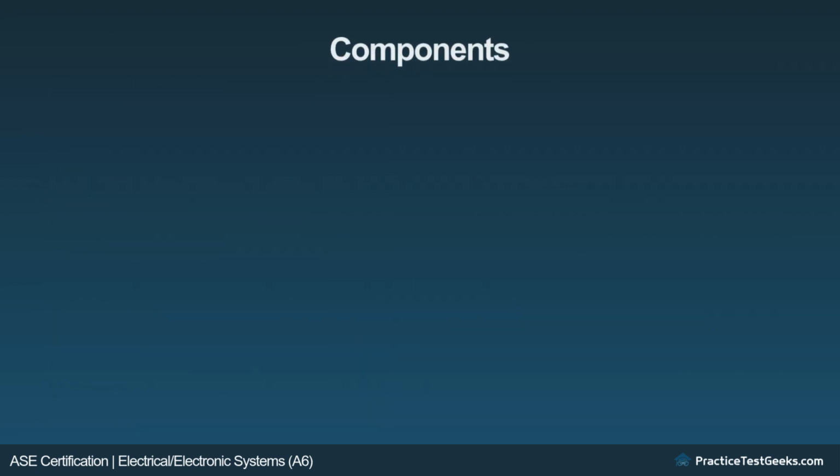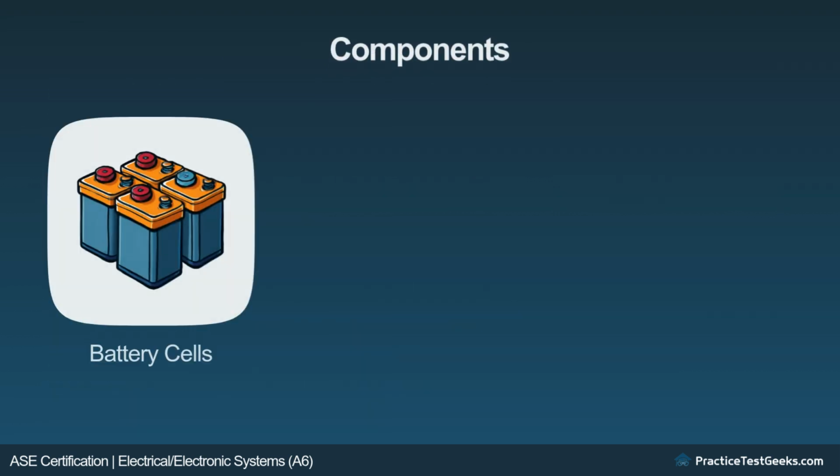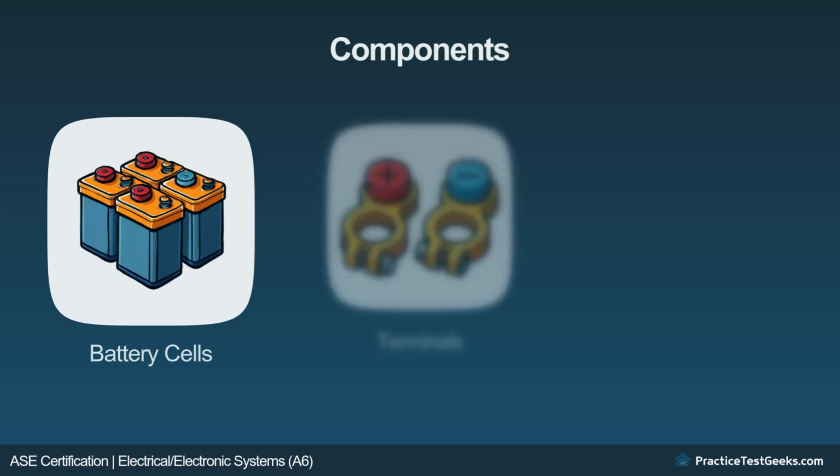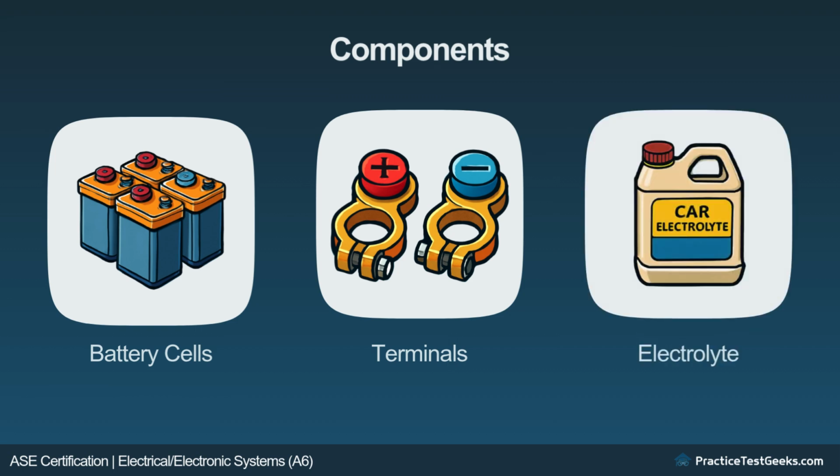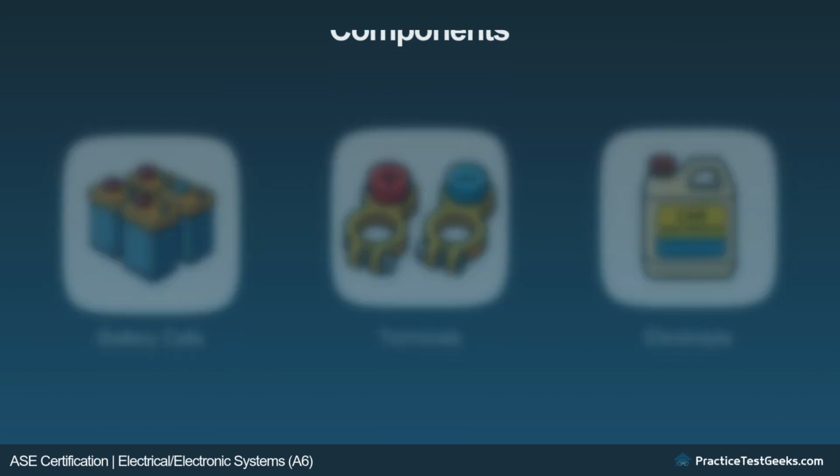Components. Battery cells. A typical car battery has 6 cells, each providing about 2.1 volts, giving a total voltage of around 12.6 volts. Terminals. The battery has positive and negative terminals where cables are connected to the vehicle's electrical system. Electrolyte. A mixture of water and sulfuric acid that facilitates the chemical reaction necessary to produce electrical energy.